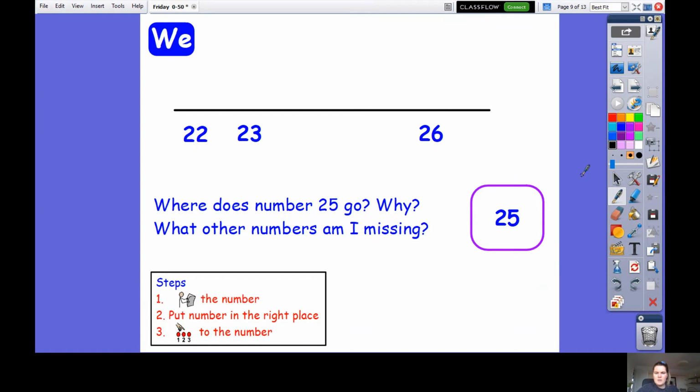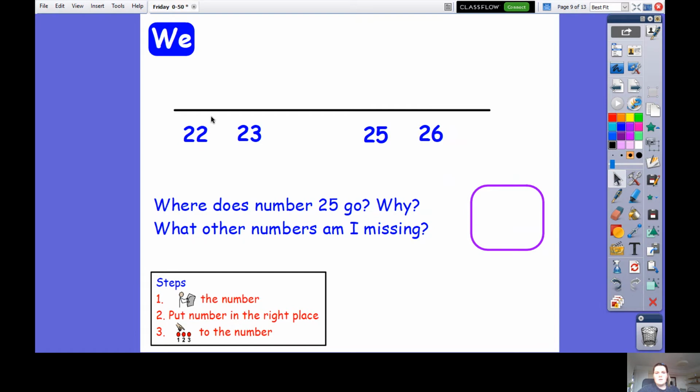So I've read my number. I need to put it in the right place. I'm going to try putting it here, I think. Absolutely. No, why not? Oh, I have to count till I get to the number. Okay. 22, 23, 24, 25, 26. Shouldn't go after 26. Absolutely.